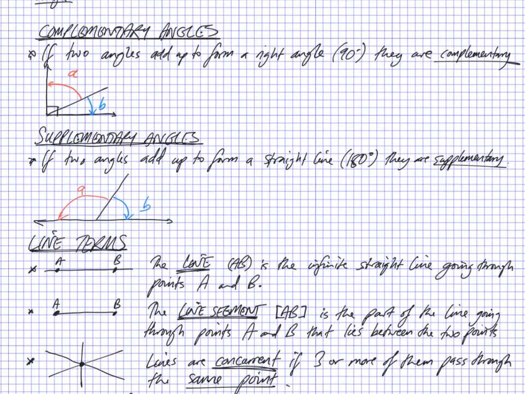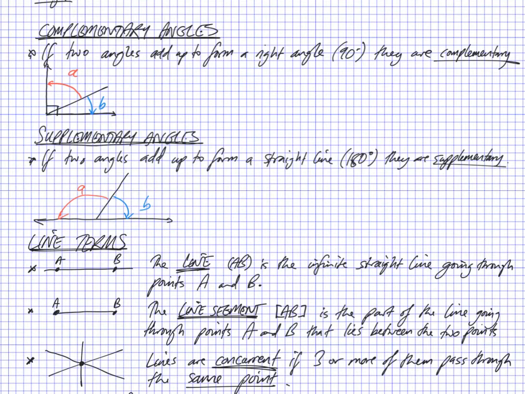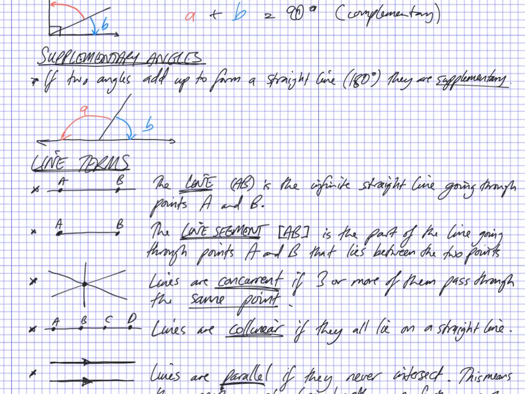Another term that you need to be aware of is the term complementary angle. If two angles add up to form a right angle, they are complementary. So in this case, A plus B will equal 90 degrees, therefore complementary, because they form a right angle. Supplementary angles: if two angles add up to form a straight line, or 180 degrees, they are supplementary. So in this case, these two angles, A and B, they're going to add up to 180 degrees. So they are supplementary.